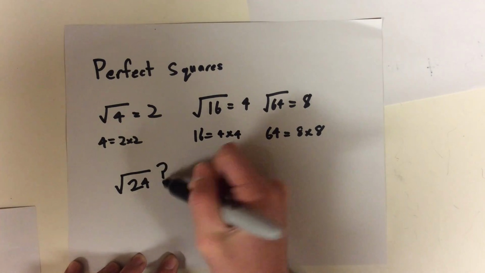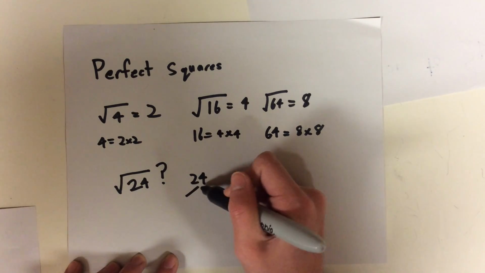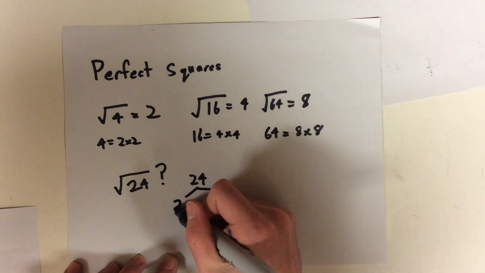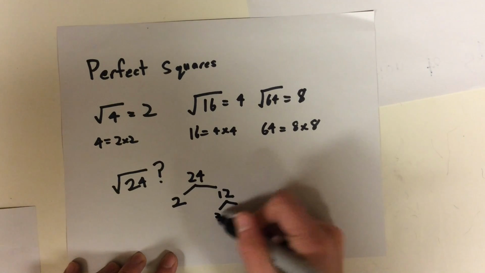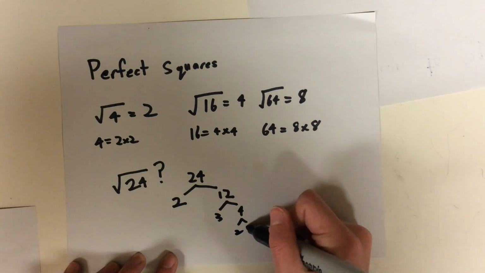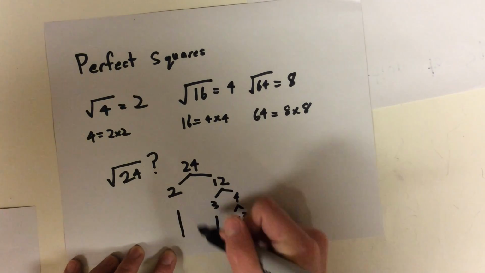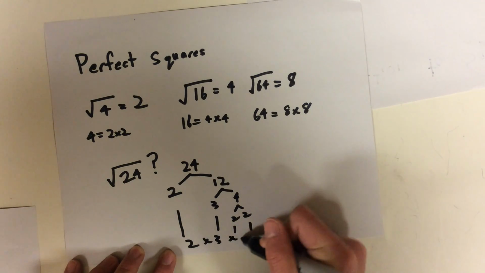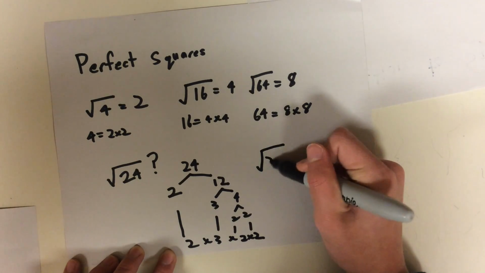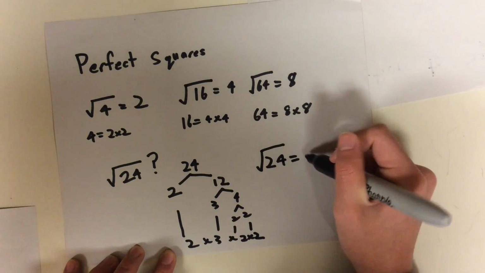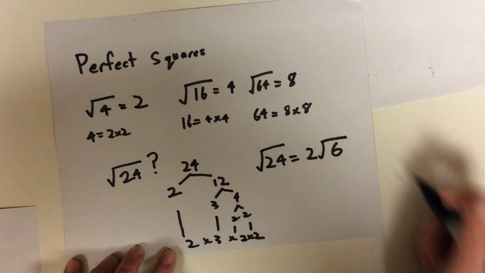Now what about root 24? Well, first we gotta prime factorize it. But before you watch this video, you should already know how to prime factorize. And if you don't, please leave the room right now and go watch a prime factorization video. Now we can see that once we prime factorize 24, it becomes 2 times 3 times 2 times 2. So we have root 24 equals the root of 2 times 3 times 2 times 2. So since we have root 24 equals root 4 times root 6, we can simplify root 4 to 2 and multiply it by the root 6.